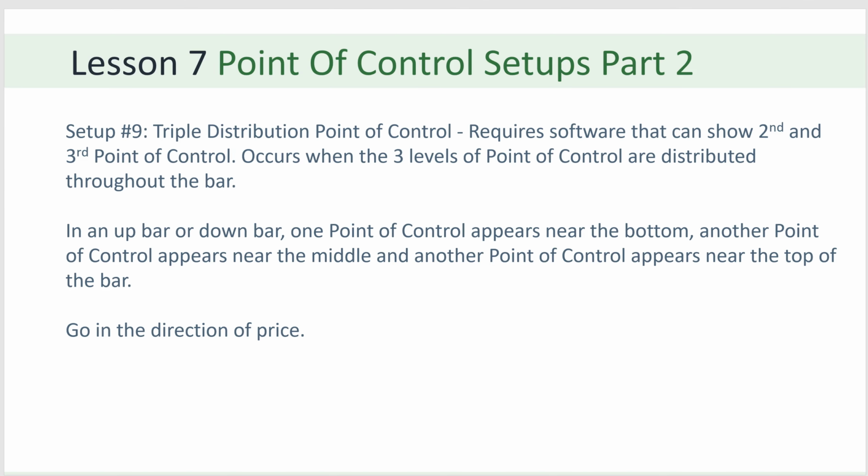Alright, so setup number 9, triple distribution point of control. Now again, this is going to require software that can show the second and third point of control, and it occurs when the 3 levels of point of control are distributed throughout the bar. Keyword is distributed, right? It's not just like one is 1 price away from the other, which is another price away. And in an up bar or down bar, 1 point of control is going to appear near the bottom, another point of control appears somewhere near the middle, and the other point of control appears near the top of the bar, and you go in the direction of price.